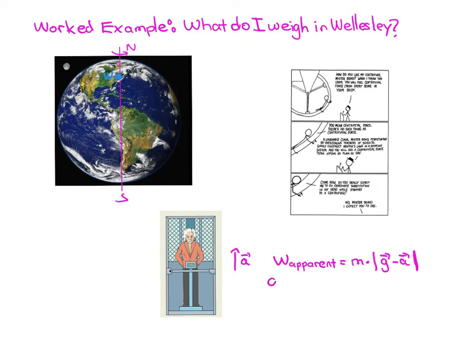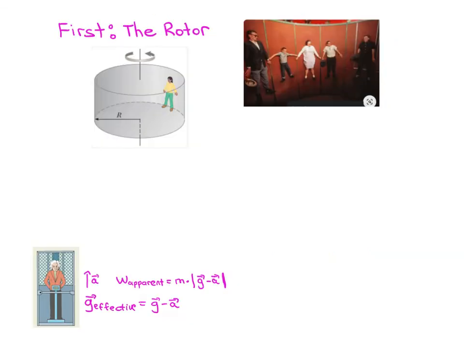And more generally, we can think of things as if the value of G in Wellesley is not just due to gravity. It's as if there's an effective value of G, which is just the actual value of G minus the acceleration of the reference frame. So this is another very useful formula for thinking about how the world appears when you're making measurements in an accelerated reference frame.